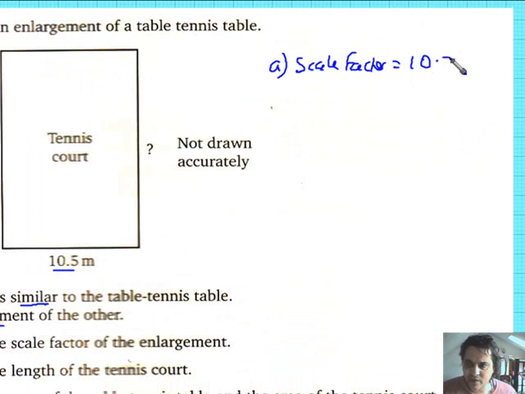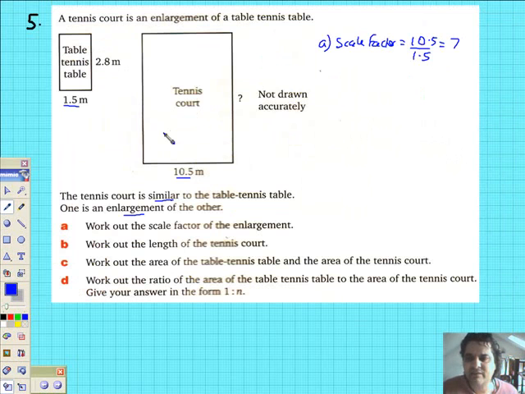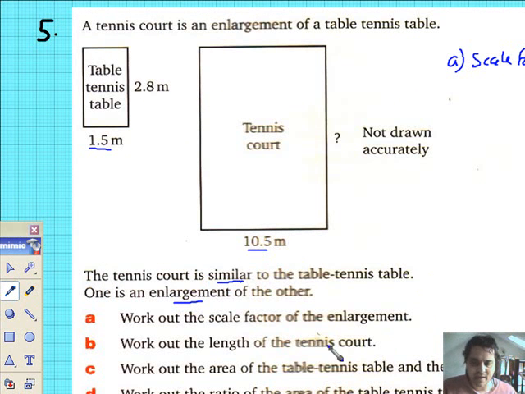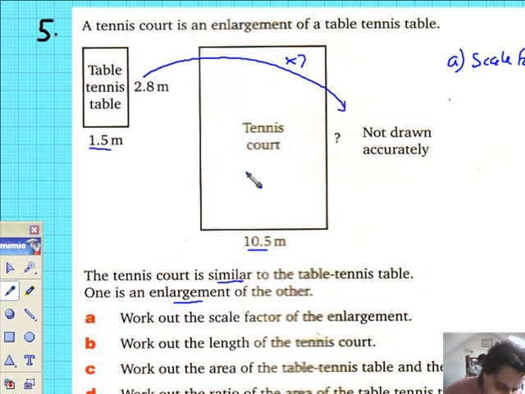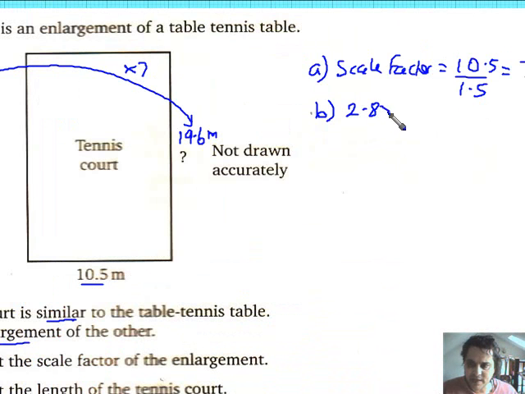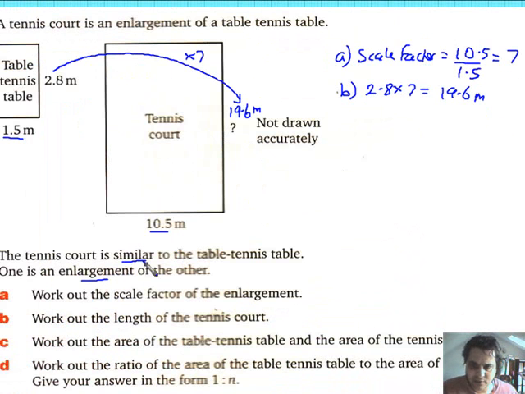It's going to be 10.5 divided by 1.5, and I know the answer to that is 7. So that's 7 times as big as that one there in terms of the corresponding lengths. Work out the length of the tennis court. Well, I'll take my 2.8, multiply that by 7, get an answer quickly. That gives me 19.6. So if I put 19.6 meters there, let's just show it by calculation. So 2.8 multiplied by 7 gives me 19.6 meters length across there.